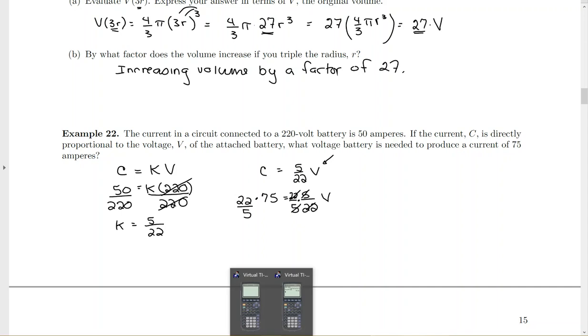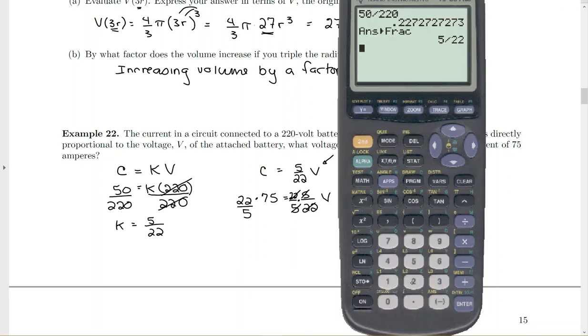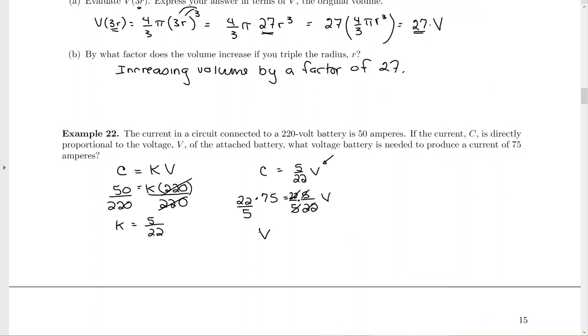So again, if I take my calculator and take 22 divided by 5 times 75, I get 330. So V equals 330, and the unit label on that is just volts. So again, if you'd have decided to divide both sides by 5 over 22, take 75 divided by, and then use parentheses 5/22, it would also come out to 330.